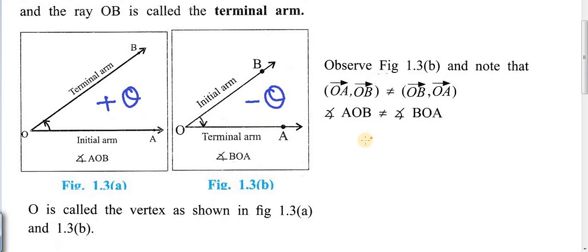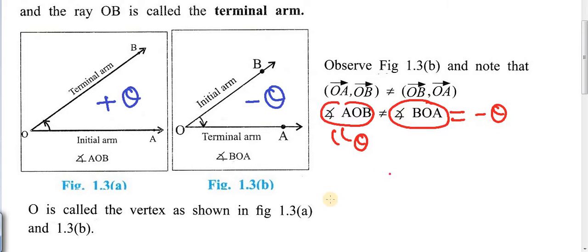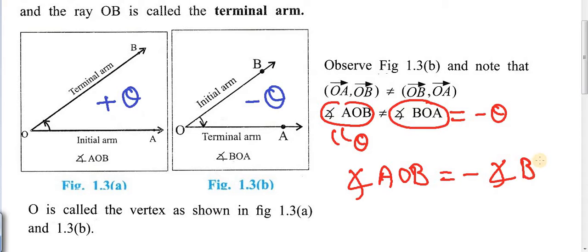So always remember that angle AOB is never equal to angle BOA, but they are negative of each other. AOB is equal to theta and BOA is equal to minus theta. So we can write this as directed angle AOB is negative of directed angle BOA.